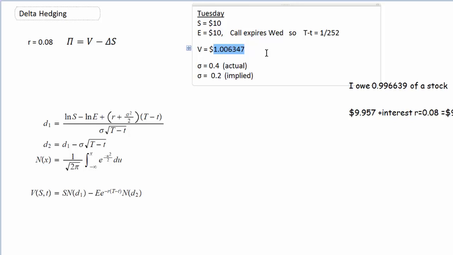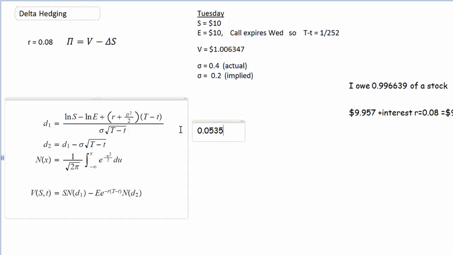Now, how is the market going to calculate what the call option is worth? Well, the market knows that the stock is worth $10. The exercise price is still $10. It's one day later, so the call expires on Wednesday, so that time left is now 1 over 252 instead of 2 over 252. The market's going to use the implied volatility. So with the implied volatility, our D1 is 0.0535.